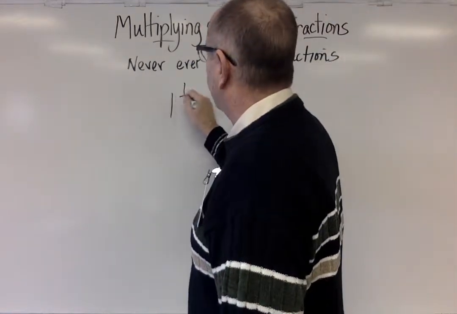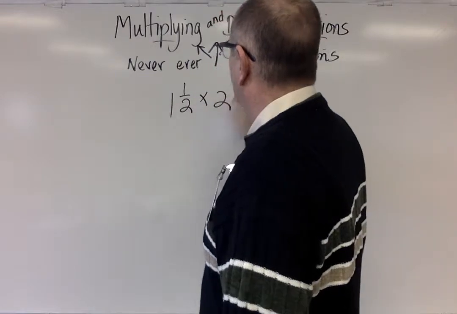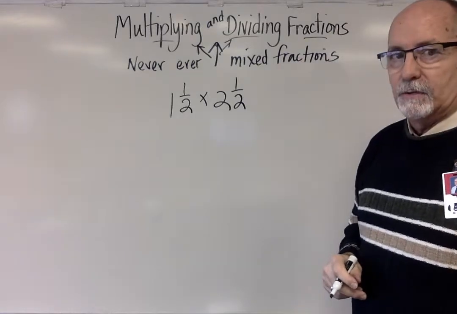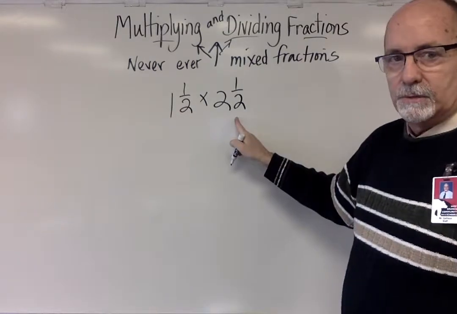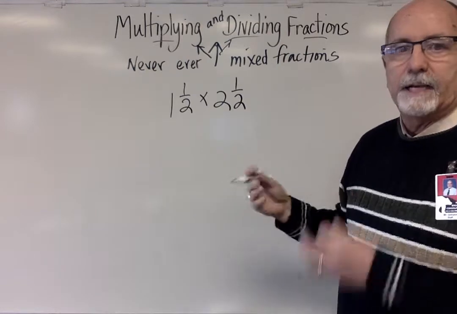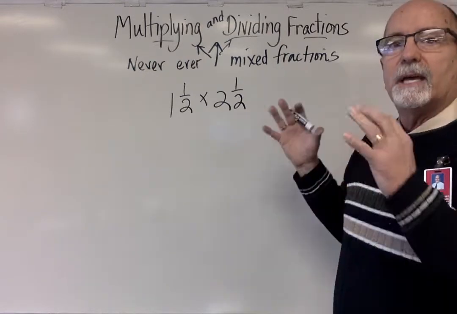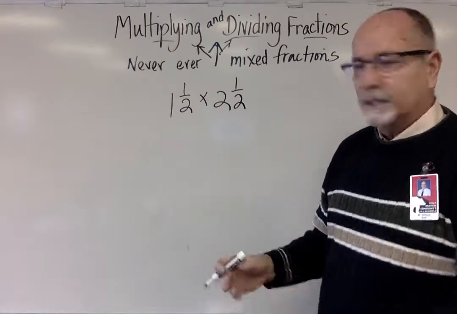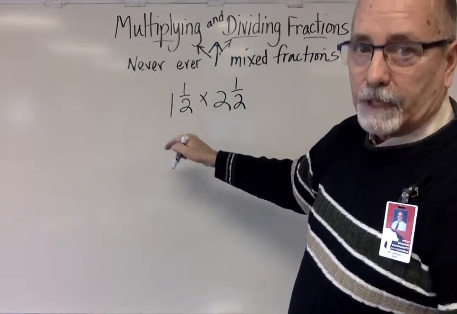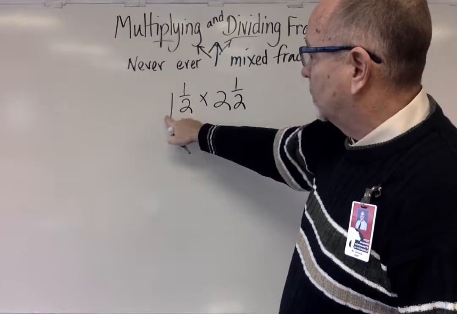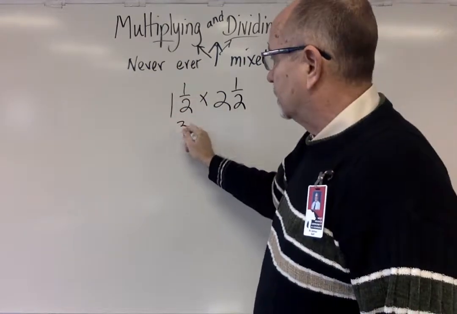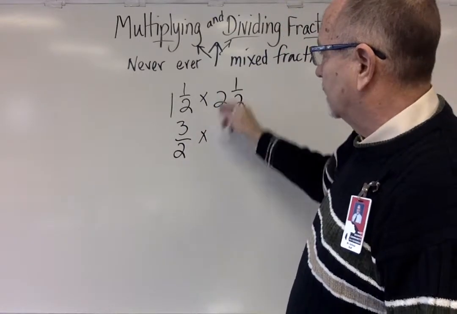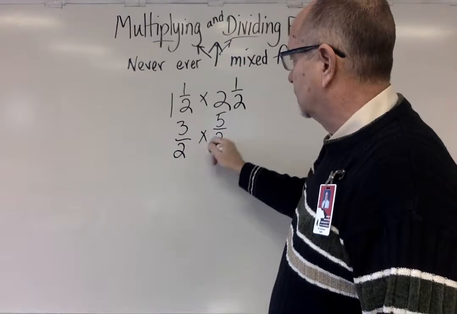So if I have 1 and a half times 2 and a half, and I was to multiply those, I do not multiply the 1 times 2 and the 1/2 times 1/2. I don't separate fractions and whole numbers. I have to have the whole value to multiply, which means I have to convert into an improper fraction. So 1 and 1/2 goes 1 times 2 plus 1 is 3/2. And then 2 times 2 plus 1 is 5/2.